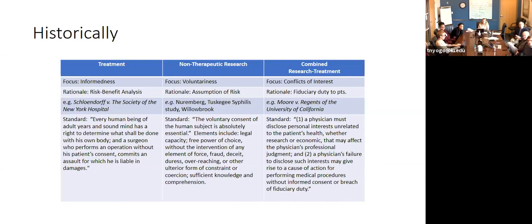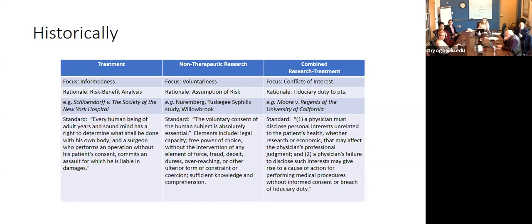So then we have our non-therapeutic research category, where the focus is an emphasis on voluntariness, that the person who's there wants to be and agrees to be and is free of coercion. And the rationale for that being that they are assuming a risk, and understand the risk, in the absence of a presumed benefit. And that's the well-known category of the Nuremberg trials and Tuskegee syphilis studies and Willowbrook school experiments and all of that. And a standard that is articulated from the Nuremberg Code, it's the first paragraph of the Nuremberg Code, voluntary consent is absolutely essential.